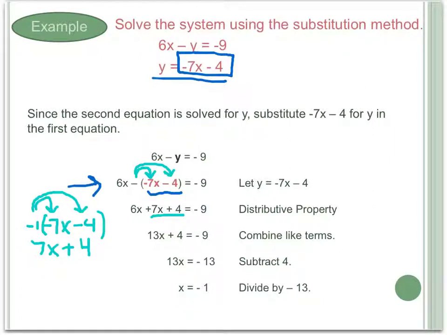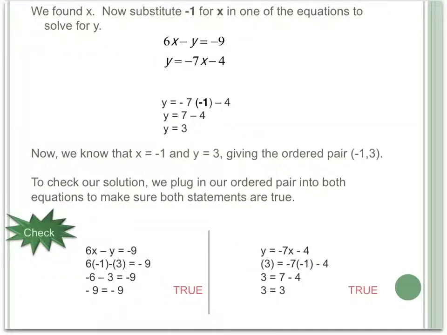After combining like terms, we're left with 13x plus 4 equals -9. And solving for x, we find that x equals -1. Now we can substitute that -1 in for x in one of the equations to solve for y. It doesn't matter which equation you choose as long as you solve for the y in that given equation.